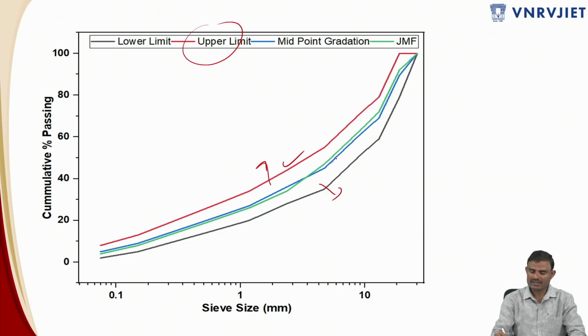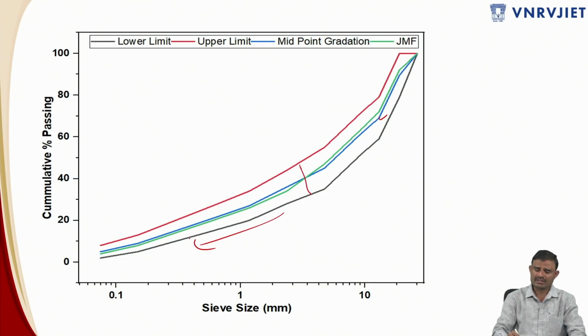So there is again the midpoint gradation over here, just like I have shown you previously. And this is the job mix formula, in green color. So that is the job mix formula which I have taken. I have told you that my job mix formula is somewhat on the higher side of the midpoint gradation till some point, and after that it is somewhat lower when compared to the midpoint gradation over here. So you can see that there is no deviation between the upper limit and lower limit.